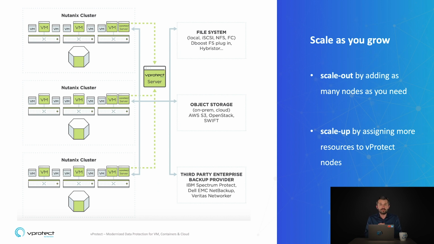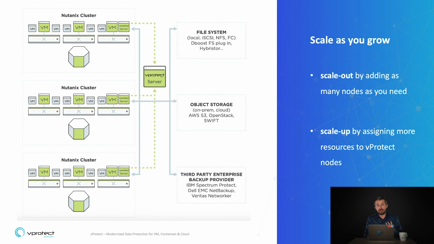Let's fully concentrate on Nutanix. Here you can see that first of all, the vProtect node itself must be installed as one of the VMs on a cluster. So if you have 3 clusters, you will need at least 3 nodes installed on the clusters and 1 server to manage and control it, and all of the nodes will send the data to the specific backup target. We can scale up or scale out.